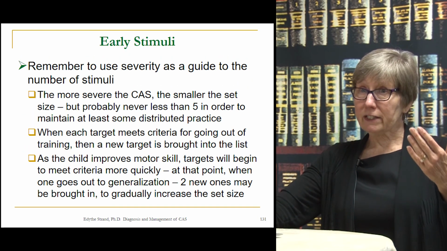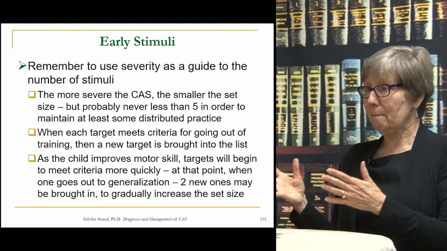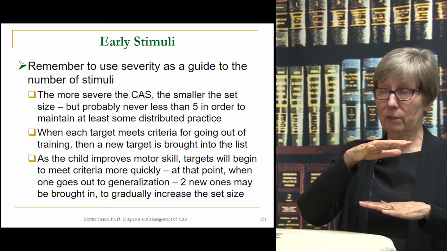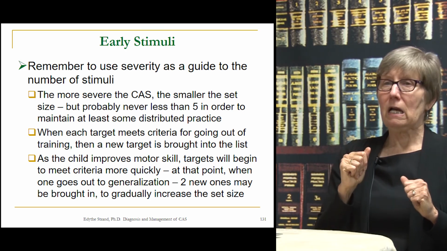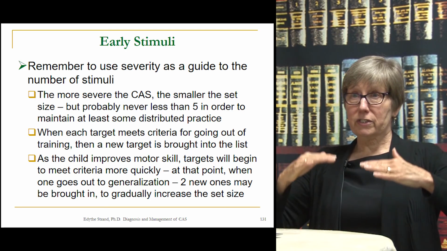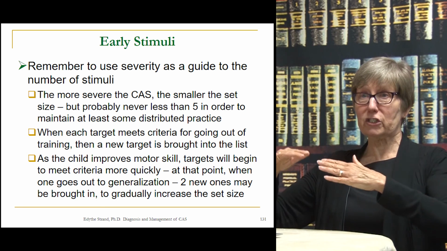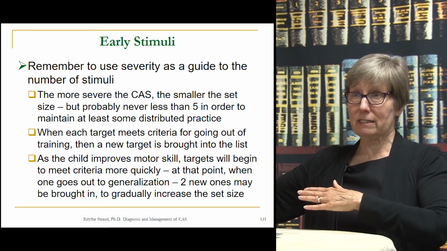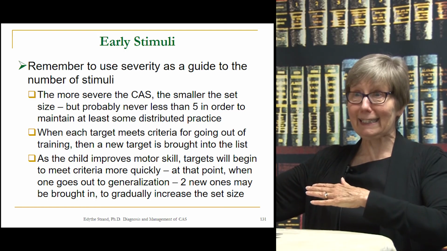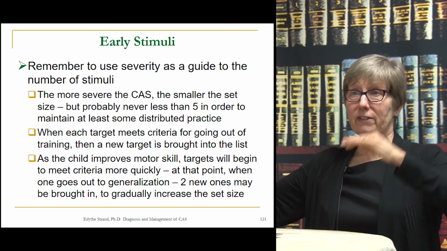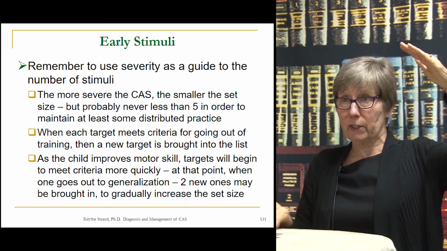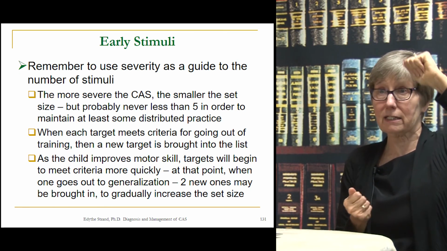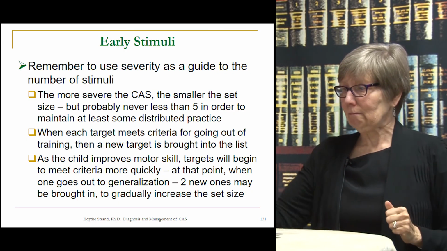Remember to use severity as your guide for choosing the number of stimuli. The more severe the child, the fewer the number, but never go less than 5. As I said, when you're choosing your stimuli, over time the child will begin to reach criteria for stimuli more quickly. And at some point you'll feel confident, and as one goes out, instead of just bringing 1 new one in, you'll bring in 2 and raise your set size from 5 to 6 or maybe 7 to 8.